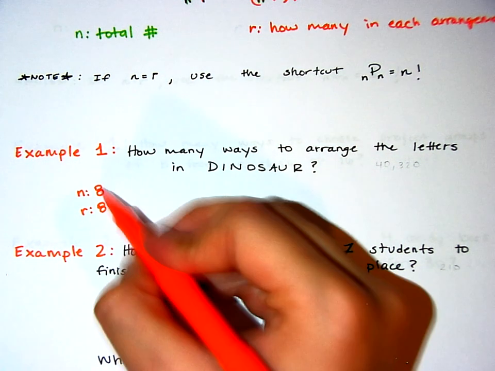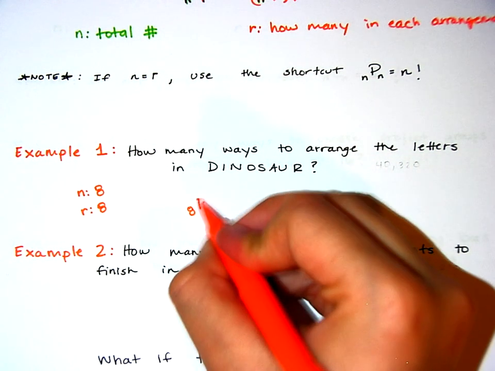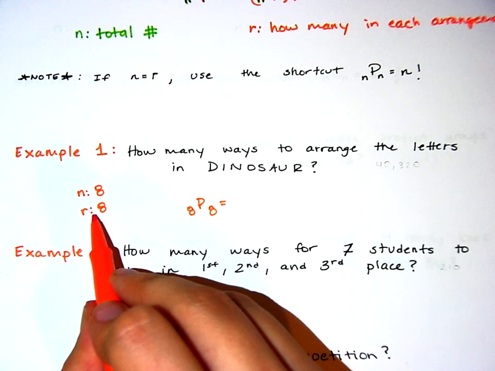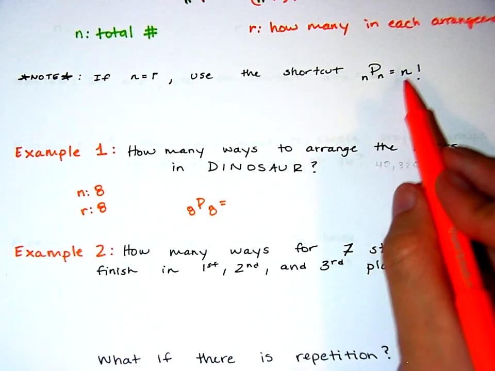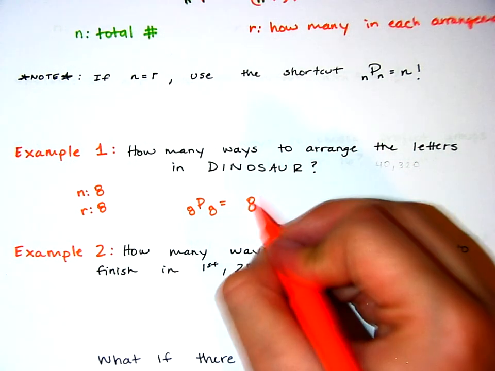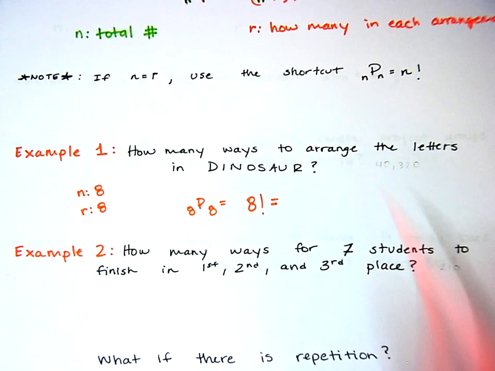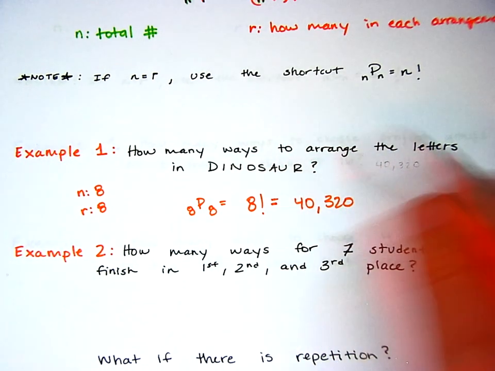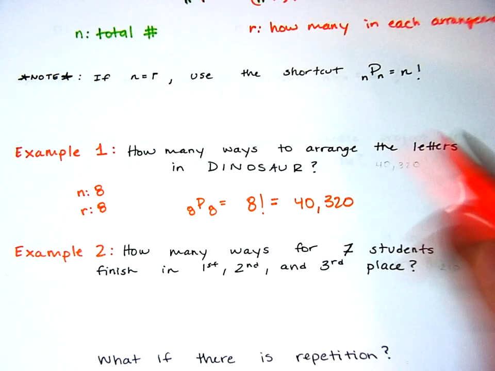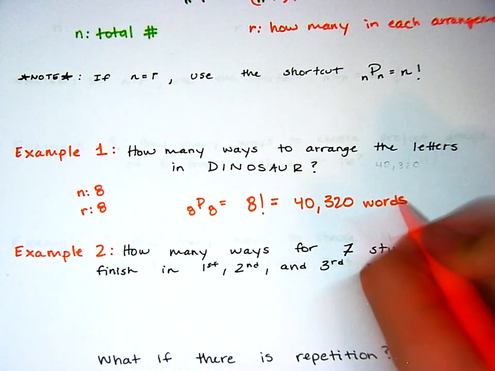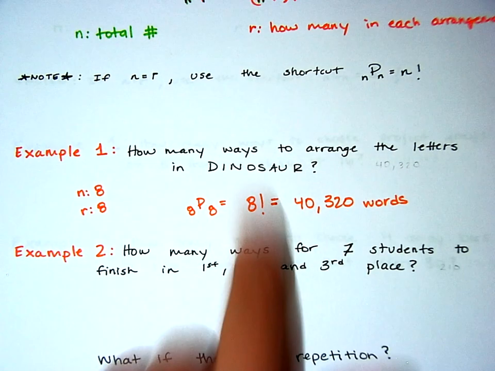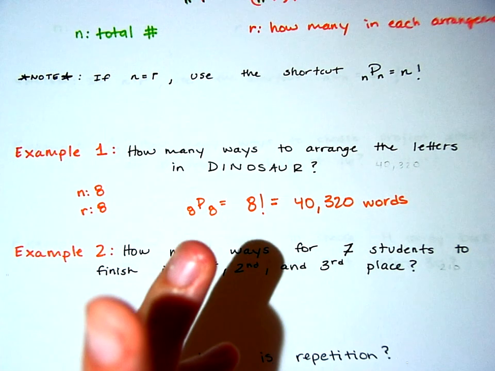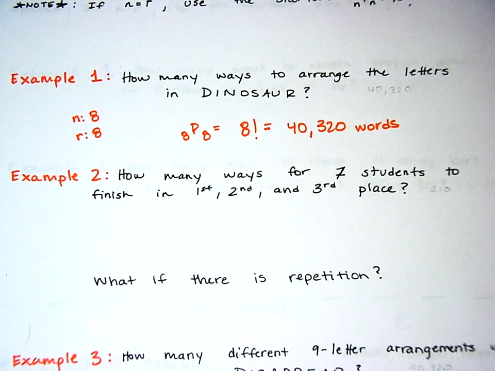So we're going to use our n and r values, so 8P8, and this is the example where we can use the shortcut. We're just going to do n factorial, so 8 factorial, and that's going to give me 40,320, and when we're arranging letters, that makes words. So we have this many possible words just by arranging 8 letters. Pretty crazy. All right, another example.